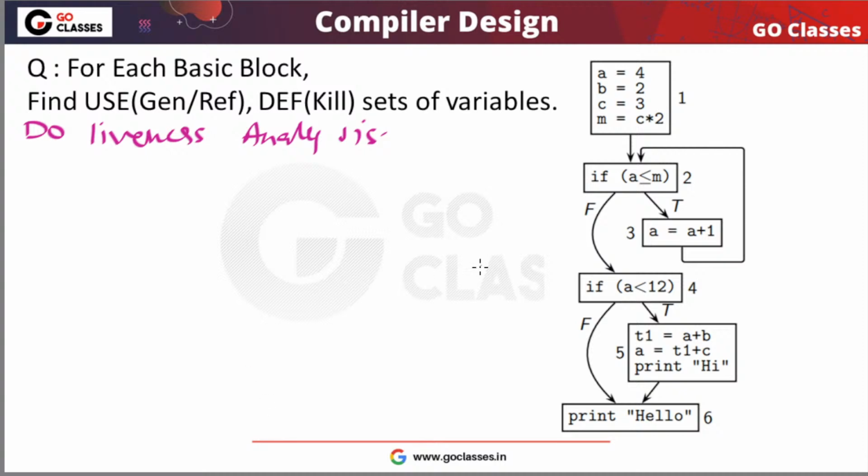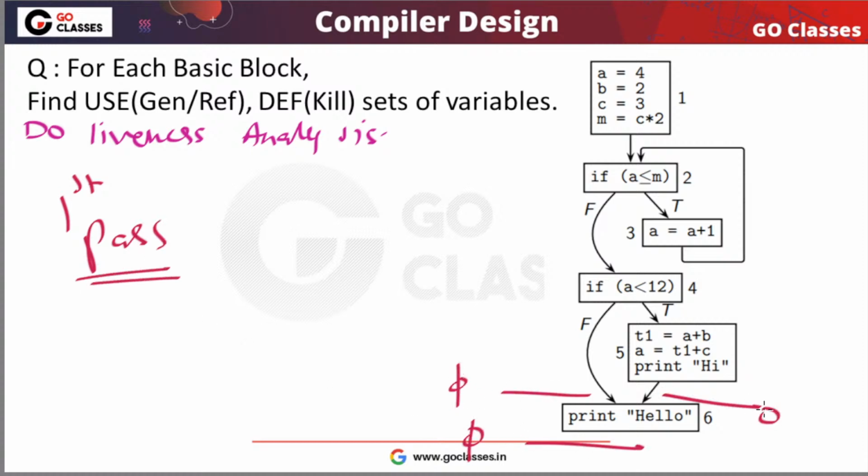So just tell me what will be the, okay, just go in the backward direction. If you go in the backward direction, here everything will be phi, correct? You can very easily notice that this will be phi. What about this basic block? This is also phi. So this is your first pass. Right now we are doing the first pass. In the first pass you can notice this is phi, this is phi, this is phi.